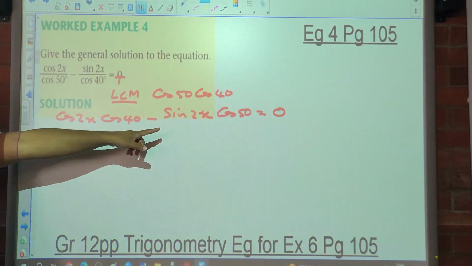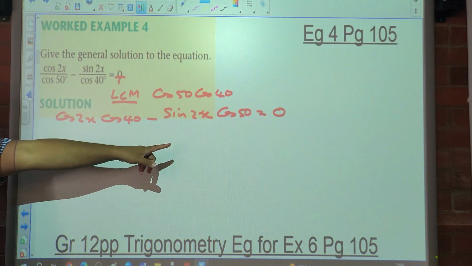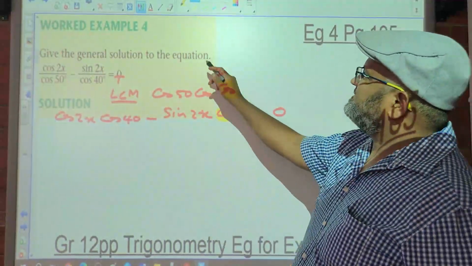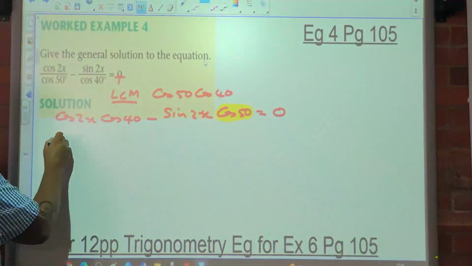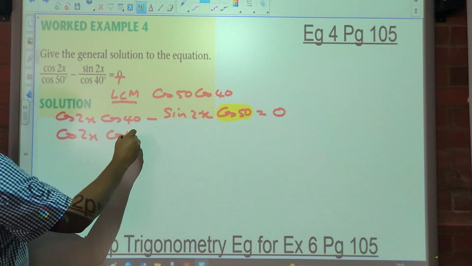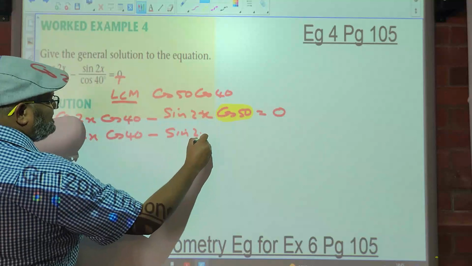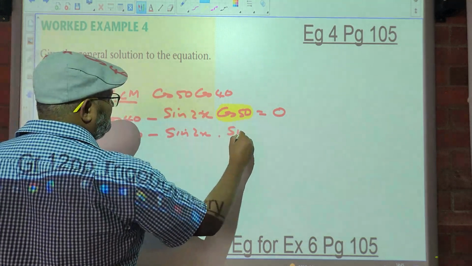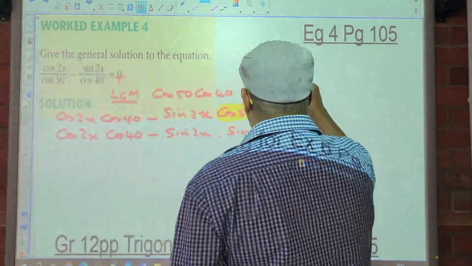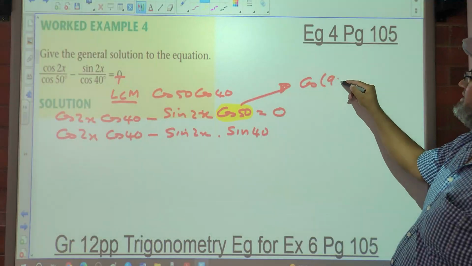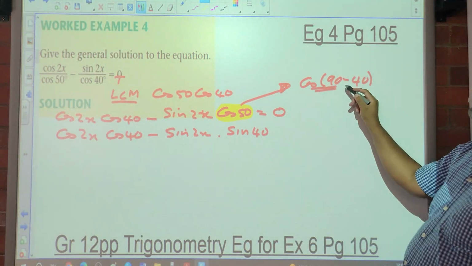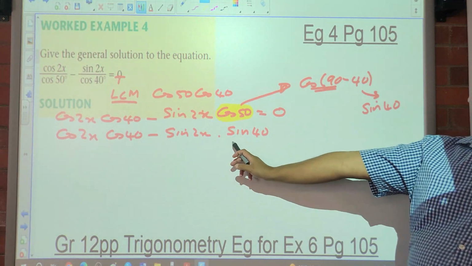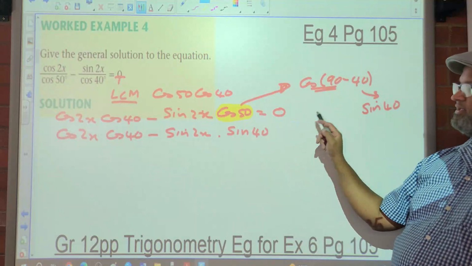So hang on. Cos, sin. So that's a cos. So what must I do? Change it to sine. And now we're going to change this to a sine. That will simply be cos 50 cos 40 minus sine 2x times sine of 40. For those of you who are a bit lost, that would simply be cos of 90 minus 40, and cos of 90 minus changes to sine. So it's going to be sine. Do I have to show that? No. That's equal to 0.